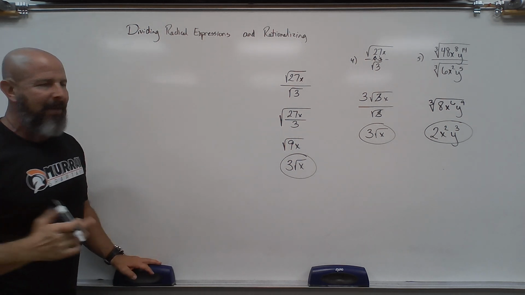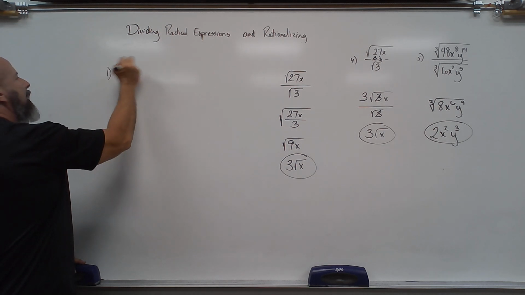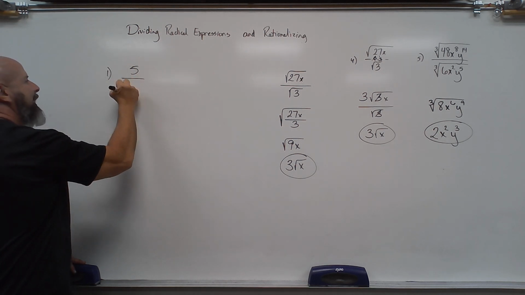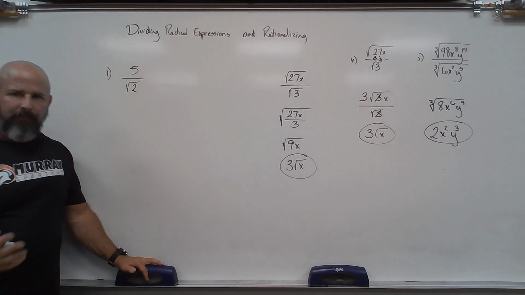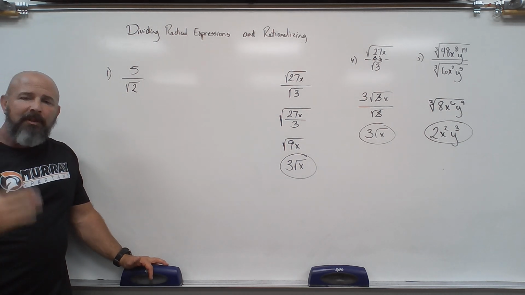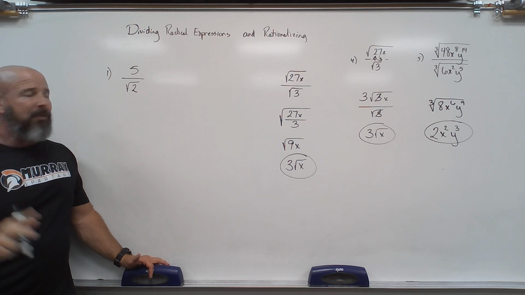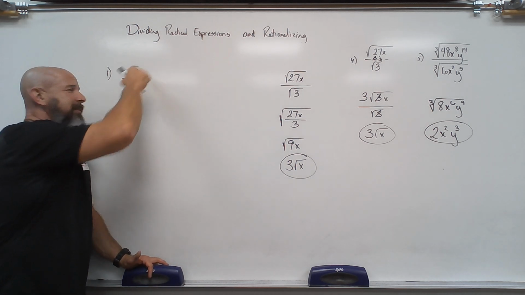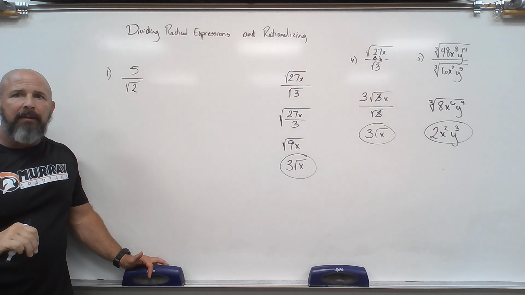The one thing that does show up with division is sometimes I have a situation where I have something that I cannot simplify, like a 5 over root 2. I can't even take the 2 into the 5 because number 1, 2 doesn't go into 5 evenly, and number 2, that 2's in the radical, that 5's not. It wasn't the square root of that whole thing.